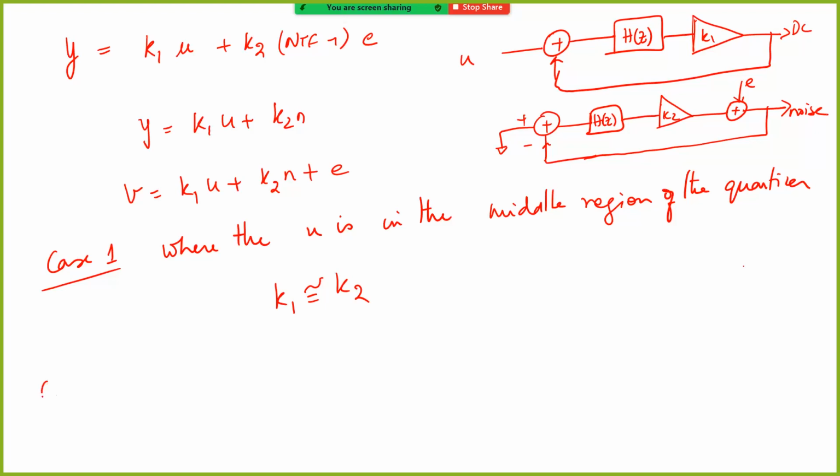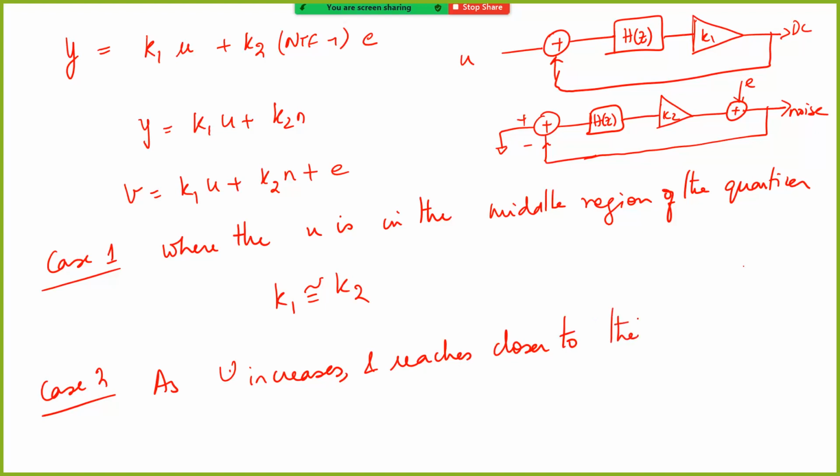Now, let me write case 2: as U increases and reaches closer to the saturation limit of the quantizer, what can you say about K1 and K2 now? K1 will be as usual, because that is the signal path loop. And what happens to K2? Will K2 be more? Will K2 increase? Think carefully. Look at this particular diagram.